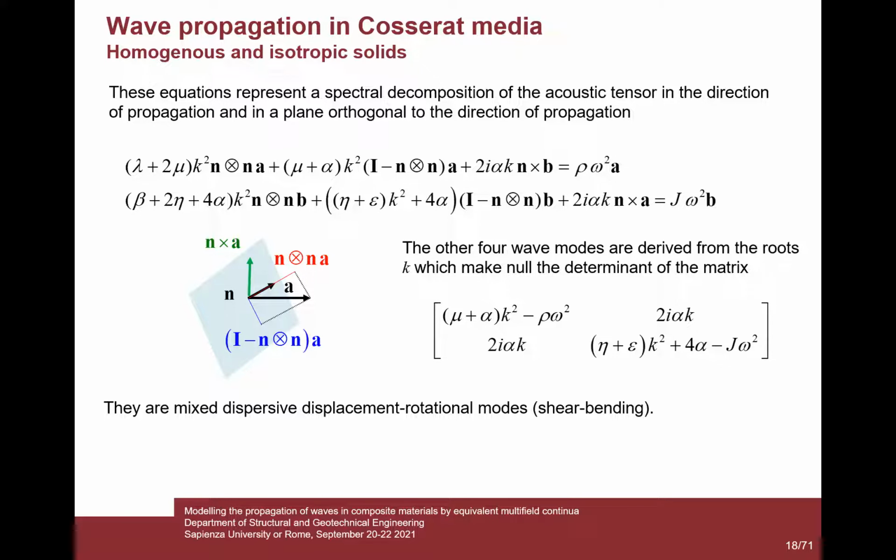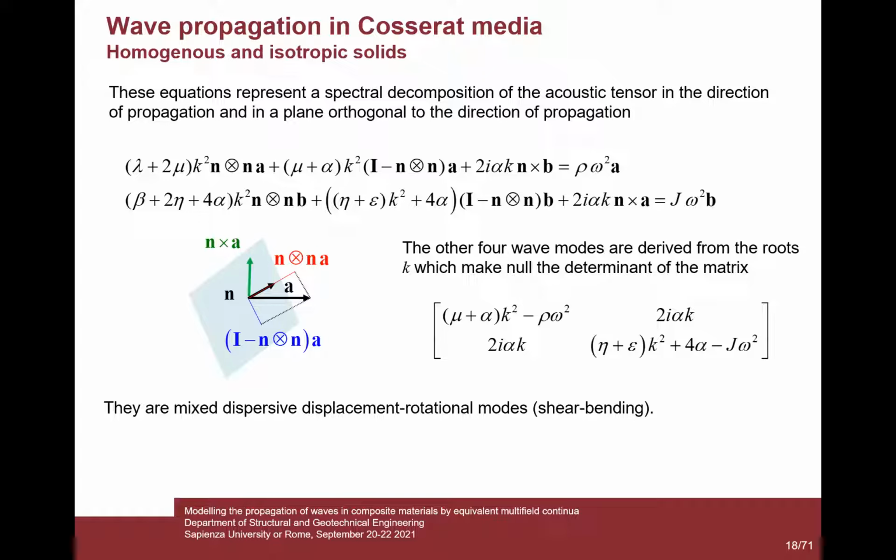Okay, so let us give a look at this other part of the acoustic tensor. You see that here we have these two vectors, I minus n tensor n times A, and vector product n times B, which are both orthogonal to the direction of propagation, which coincides with n. Therefore, if this is the direction of propagation, this is a given amplitude vector, this tensor product is the longitudinal wave, while these other waves have displacements contained in the plane orthogonal to the direction of propagation. That is, they have displacement contained within the plane which contains the wavefront.